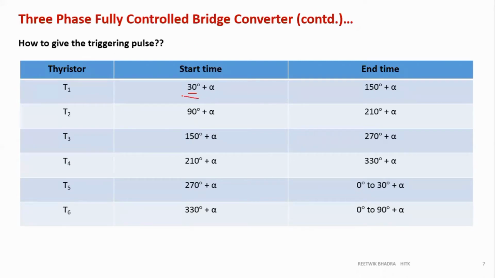Please be careful of this. For thyristors of single phase, it was starting from alpha only. But in three phase, since at our output we are getting line voltage, and between line and phase voltage there is a delay of 30 degrees, and my phase is my reference, there will always be a delay of 30 degrees apart from the firing angle alpha. So that's why 30 plus alpha will be my start time, and the end time is 120 degrees from it. So 30 plus 120, just one second.